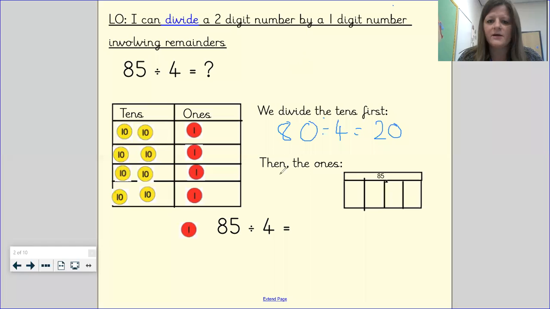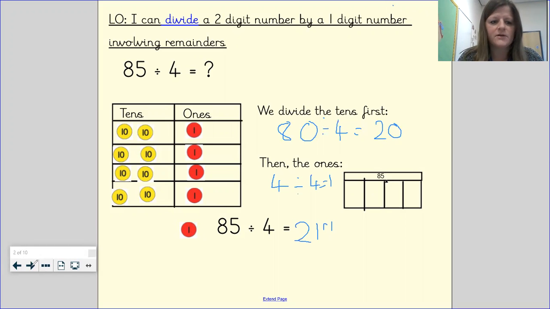So if we go to our calculations, then the ones, we've got 5 divided by 4 is 1, and we've got 1 remainder. So 85 divided by 4, in each group we have got 21, and then overall we've got a remainder 1 as well. And you can see that I've written up with a little r that goes up high with the value number 1. Okay, so we've got 4 equal groups, each with 21 in, and our remainder 1.